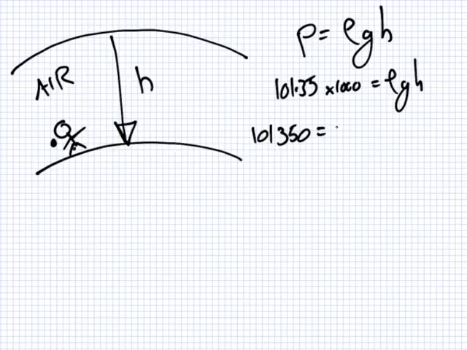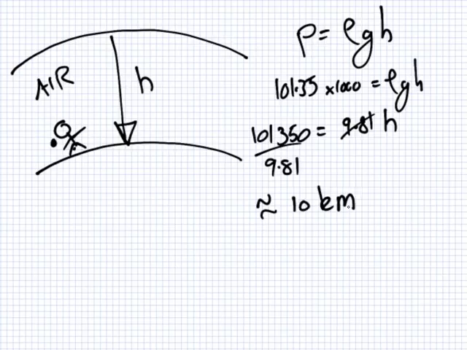101,350 equals. Now, I don't remember the density of air exactly, but I remember it's roughly 1 kilogram per meter cubed. It's roughly 1. I remember that. So the g we also know is 9.81, and the h is what we're looking for. So if I divide that by 9.81, it's going to be roughly 10 kilometers. Now you're only doing this as an estimate. It's not going to be exact. About 10.